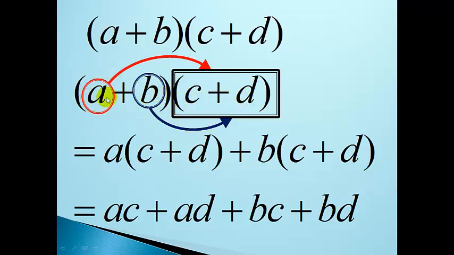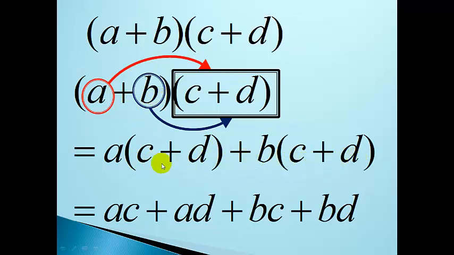I repeat, the first term a will multiply all the terms in the second bracket, that is c plus d. And the second term in the first bracket also multiplies all the terms in the second bracket, that is c plus d. Now, this will be a into bracket c plus d plus b will also multiply c plus d.